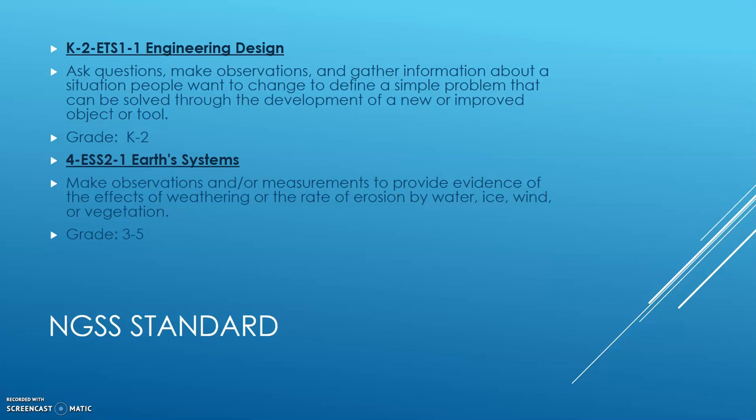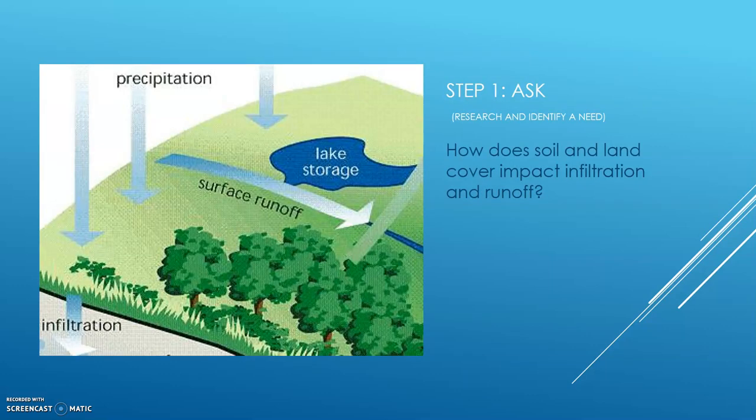The first one is a K-2 standard. I thought that this standard was very relevant because we were asking questions, making observations, and gathering information about a situation that people want to change, which was infiltration and runoff and erosion. Also, I chose a 3 to 5 standard, which relates directly to erosion by measuring the effects of weathering and the rate of erosion by water, which was what we were using in this experiment.